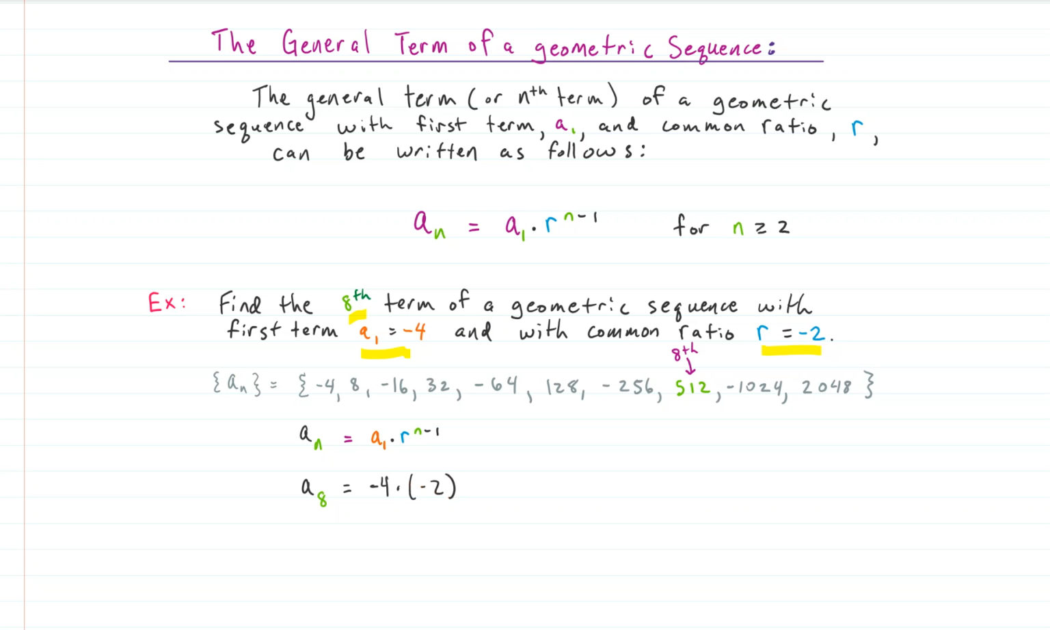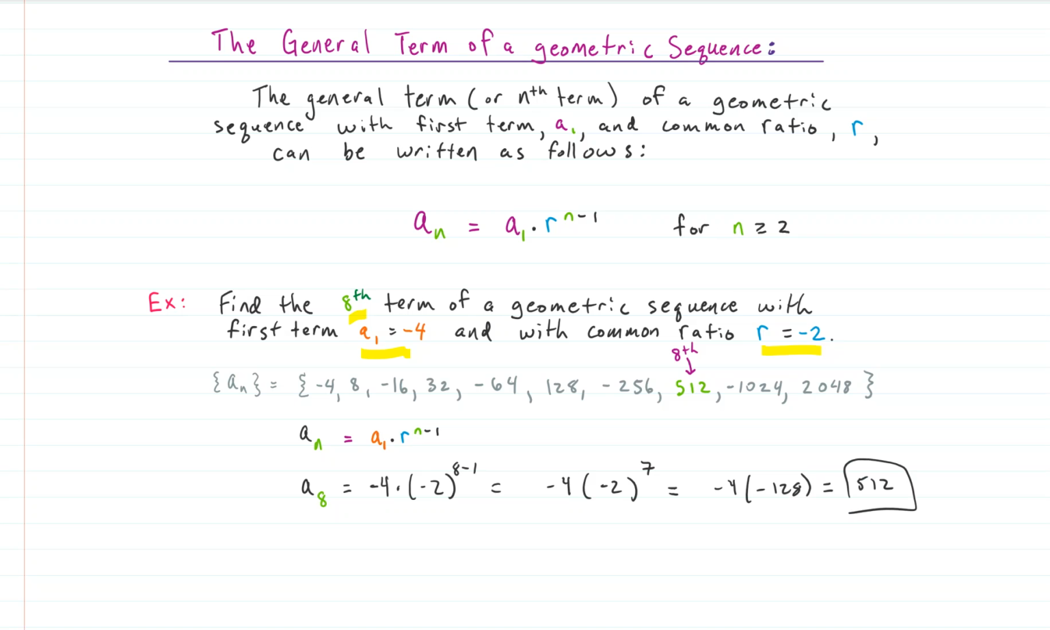And then n minus 1, n is 8, and we're subtracting 1. So that gives us negative 4, and we still have negative 2 here to the 7th power. Negative 2 to the 7th power is negative 128. So we have negative 4 times negative 128, and that gives us 512.